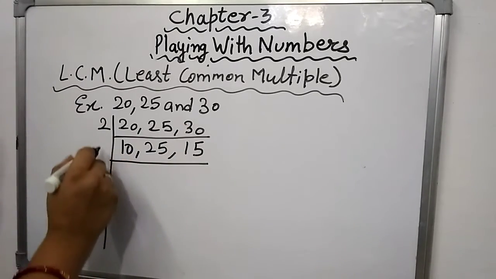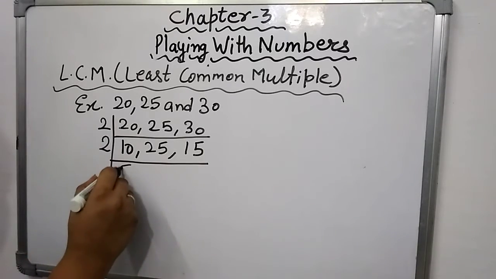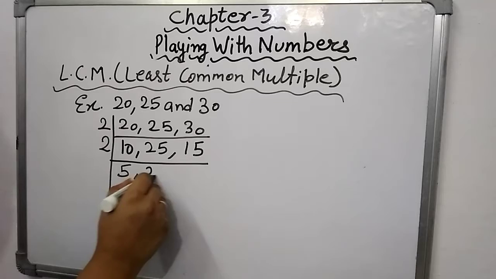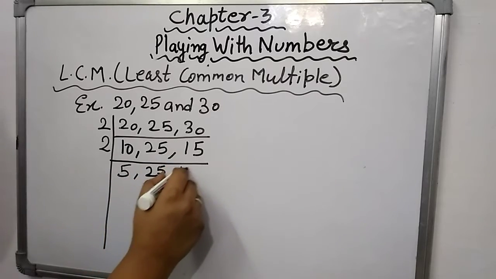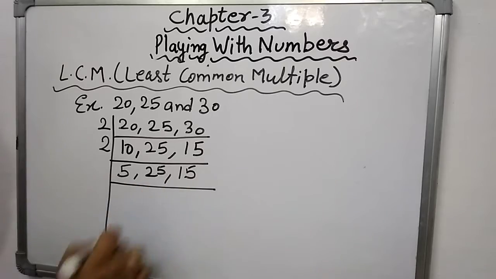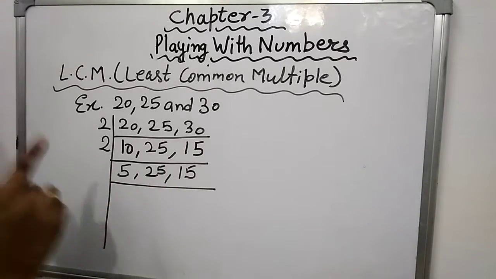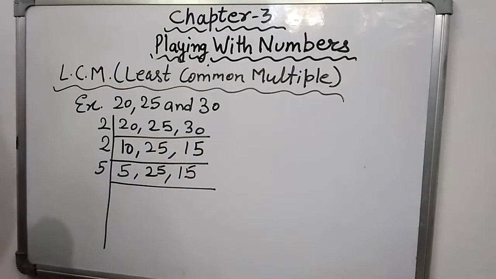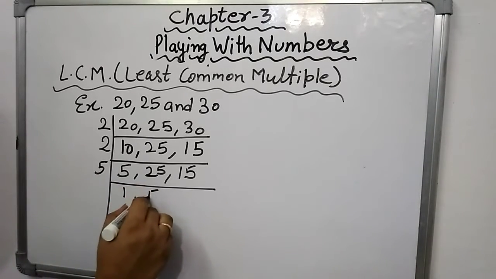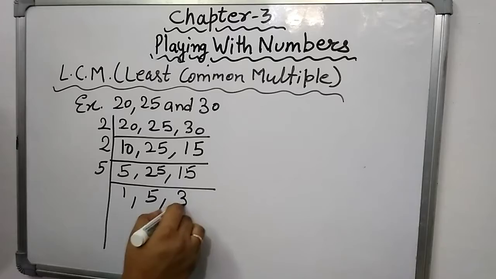Now again we can divide by 2. It gives us 5 on dividing 10. We cannot divide 25 and 15 by 2, so these numbers will be written as they are. Now all these three numbers can be divided by 5. So we will divide them by 5. Now this becomes 1, this becomes 5 and this becomes 3.